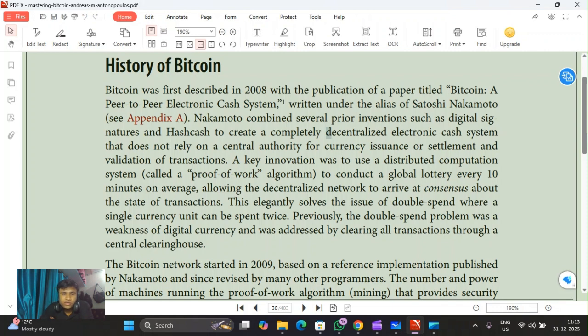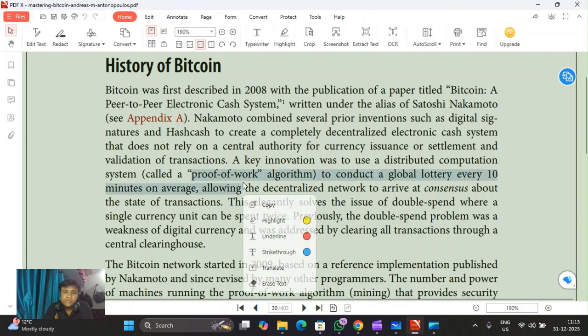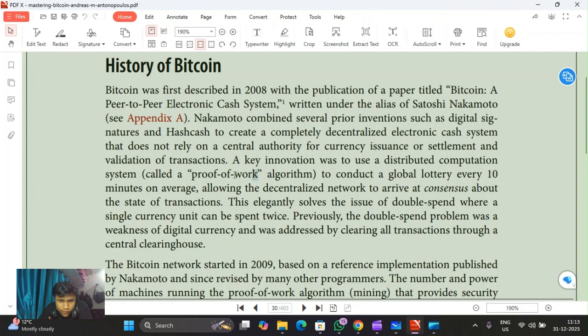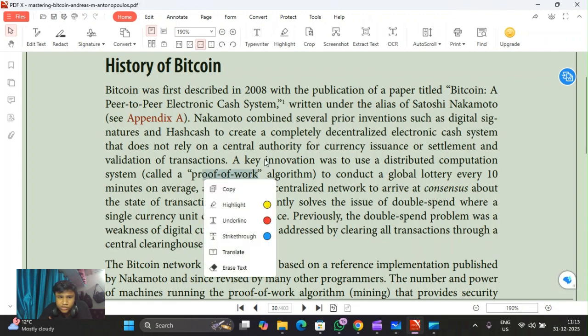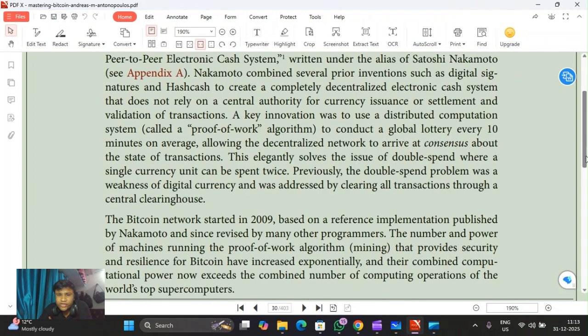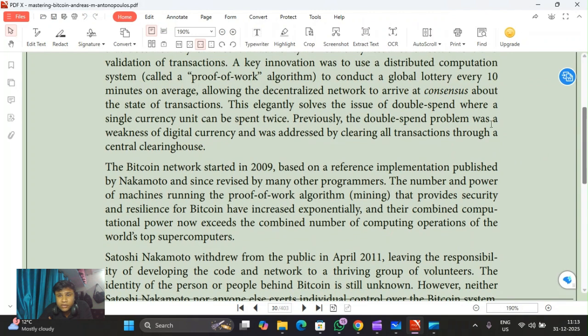So let's see, we have what is called the proof of work algorithm. If you send a transaction to anyone, you have a proof of work, and then you send the transaction to that person. In the Bitcoin network, we conduct a global lottery every 10 minutes on average, allowing the decentralized network to arrive at consensus about the state of transactions.